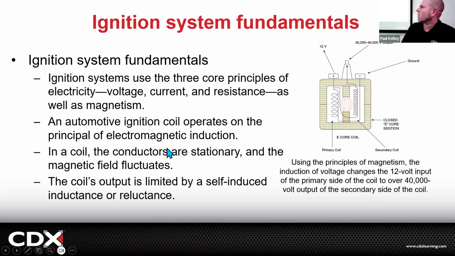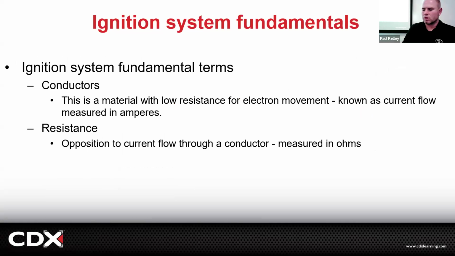This coil operates on all these principles, electromagnetic induction being one of them, right? And in a coil, you should also know the conductors are stationary. So when we're looking at these coils of wire right here, those don't move. The magnetic field does move, though. The field will fluctuate. We're going to make a magnetic field, and the magnetic field can move, but these don't move. So when we talk about the primary coil and the secondary coil, those are fixed. They're not moving around. And then there's a couple different forms of limitations, so we do need to limit the current on this. But as we jump in, let's define some terms.